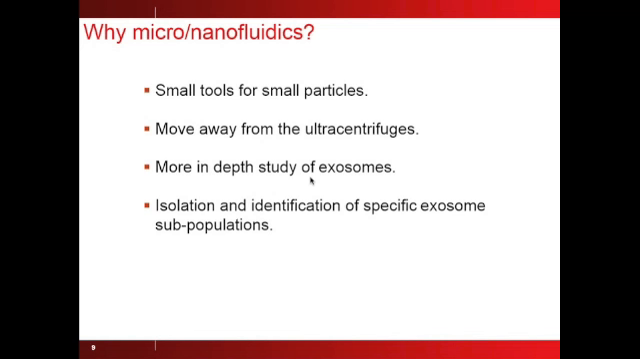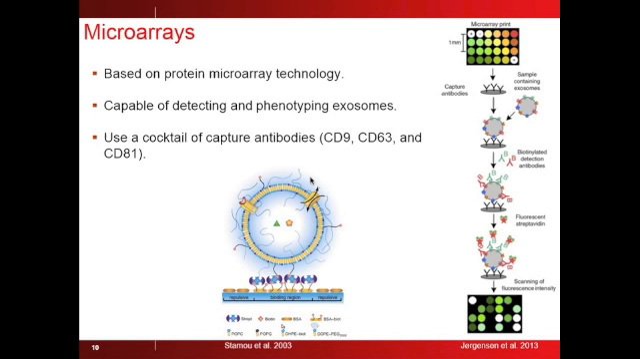Okay. So some of the ways that people have been thinking about using micro and nanotechnologies for exosome isolation are microarrays and also microfluidic devices. Microarrays are a subset of microfluidics. They're called microfluidics because you deal with small droplets. In these microarrays, basically you print a set of different droplets on a substrate. These droplets have capture antibodies on them.